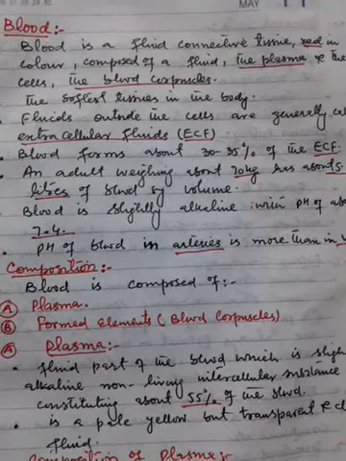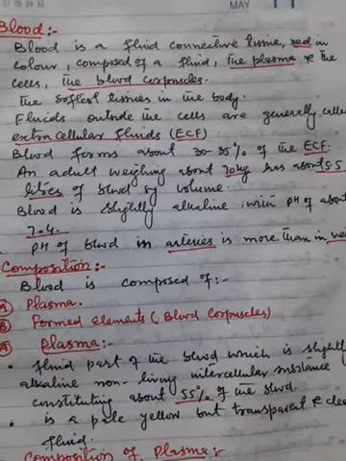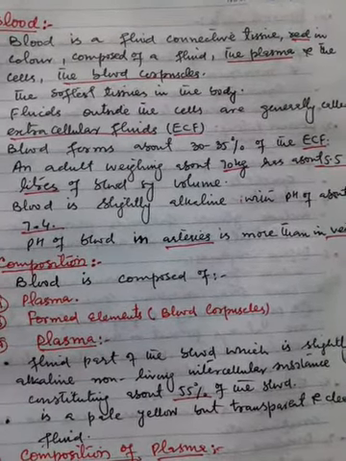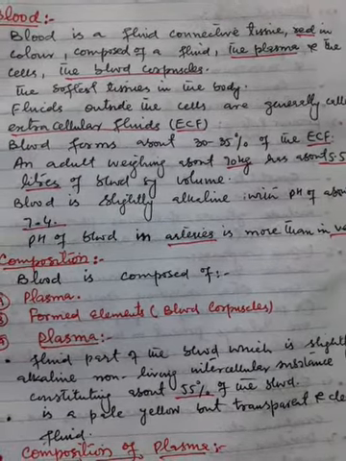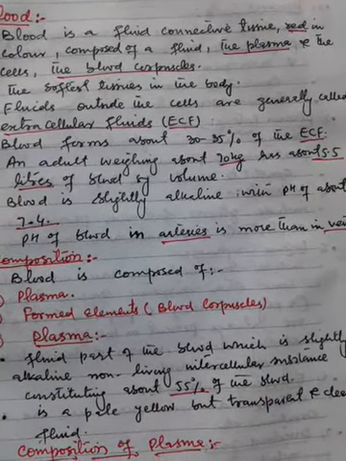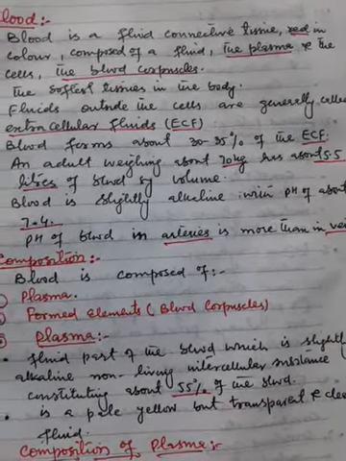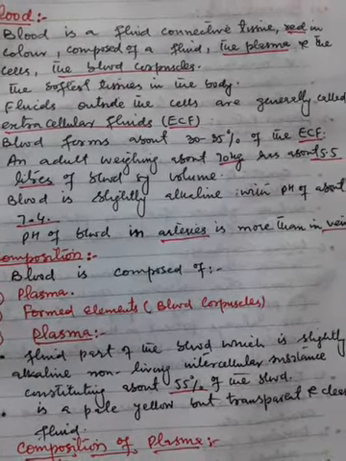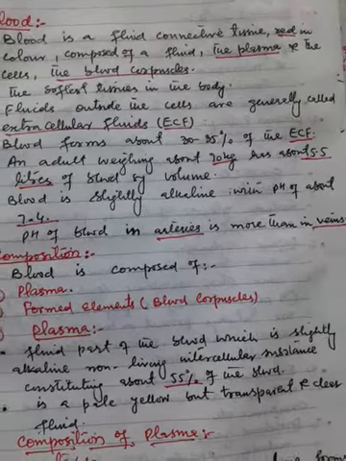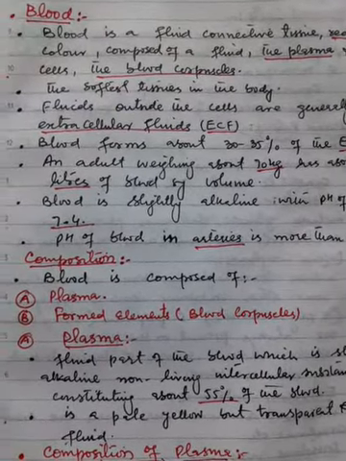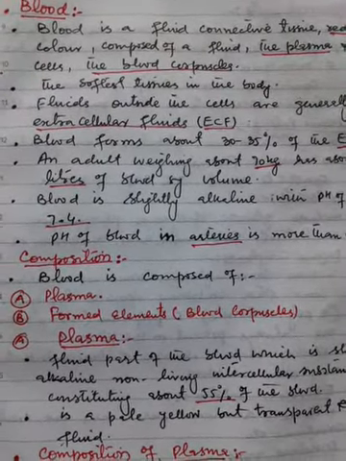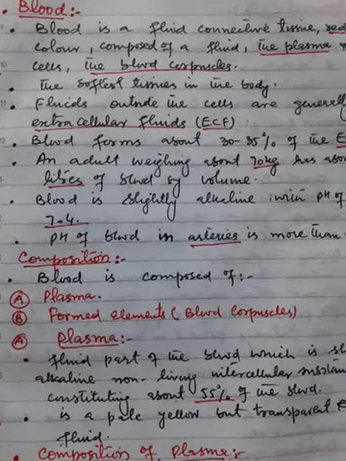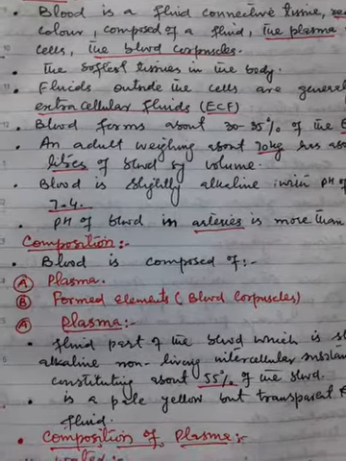An adult person weighing about 70 kgs has about 5.5 liters of blood by volume. Blood is slightly alkaline with a pH of about 7.4. The pH of blood in arteries is more than in veins. Now the composition of blood. Blood is composed of number A, plasma, and number B, formed elements, which are blood corpuscles.